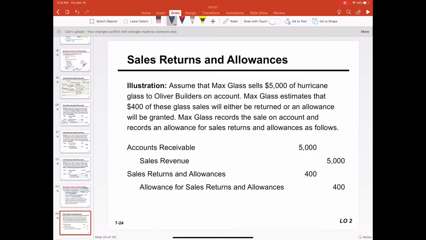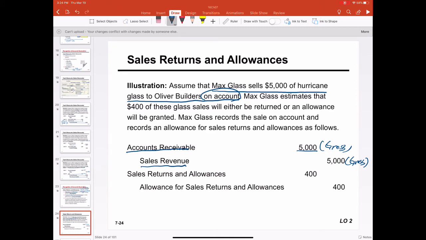In this example, Max Glass sells $5,000 of hurricane glasses to Oliver Builders on account. On account means it is a credit sale. So Max Glass recognizes accounts receivable at the gross amount of $5,000, and recognizes revenue, which is also the gross amount of $5,000.